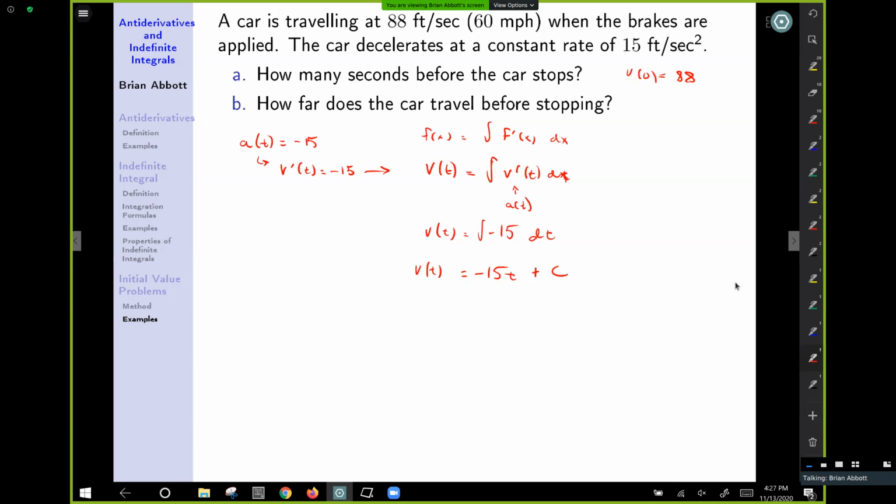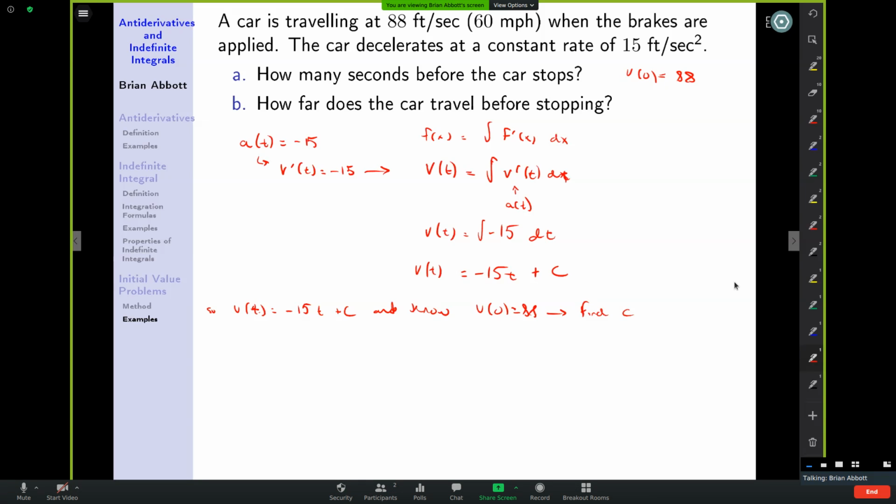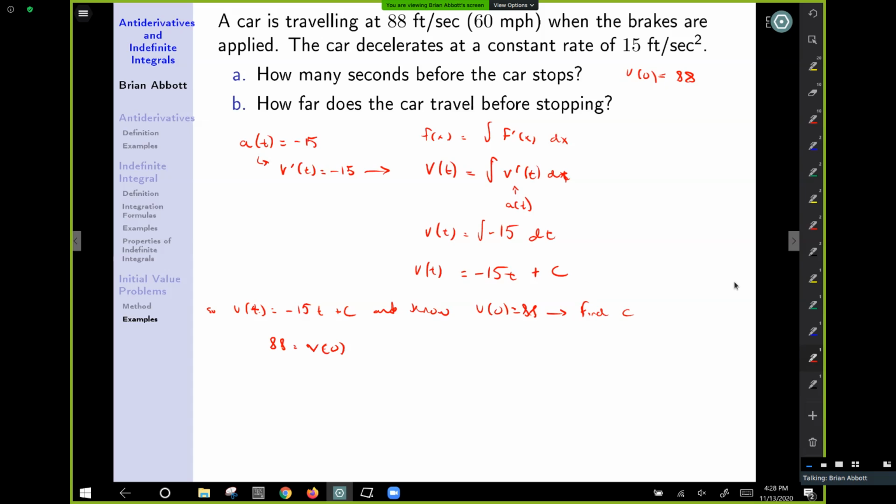So to summarize where we're at and what we know so far. Our velocity function, v of t, is negative 15t plus c. And we know velocity at time equals 0 is equal to 88. We're going to use this to find our particular c value. So 88 is equal to v of 0.